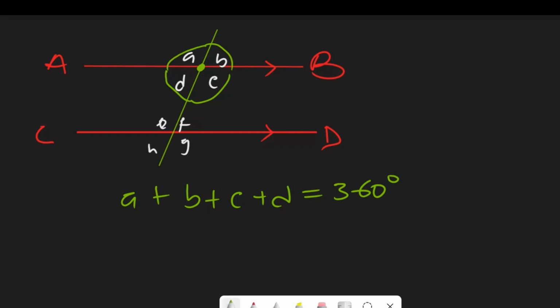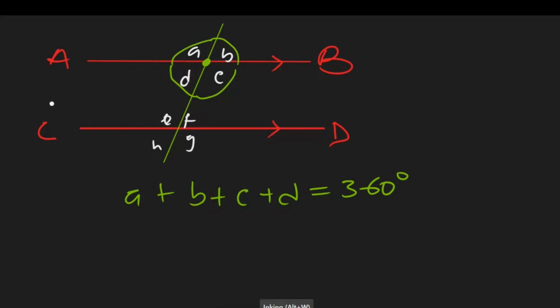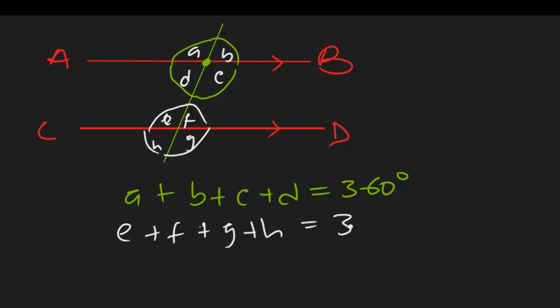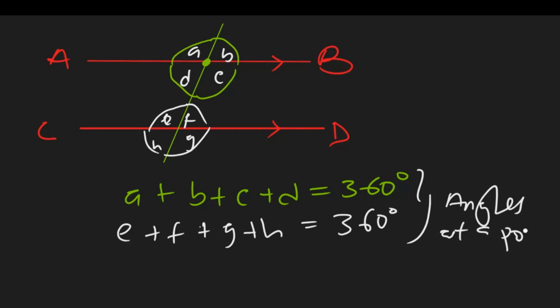Let's take the next one. When you come to this side, the angles here, angle E, angle H, angle G, and angle F, are also forming angles at a point. Their sum is also equal to 360 degrees. So I'm going to get E plus F plus G plus H, and I'm supposed to get 360 degrees. So these are angles at a point, which means they meet at a point.